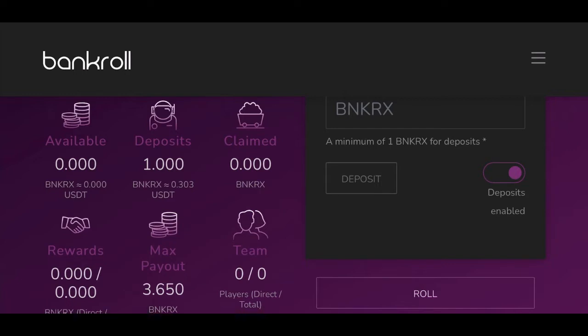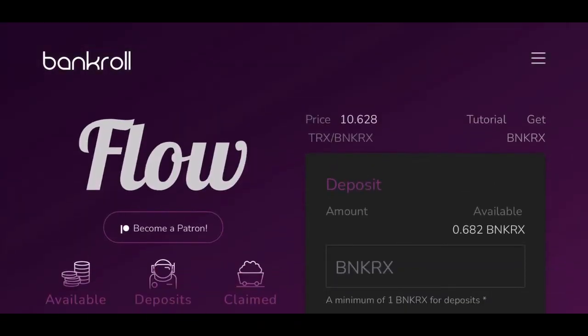If your deposits number is more than your claimed number, then you are net positive. So for example, in this scenario, I've deposited 1 Bnkrx and I've claimed 0. So I'm net positive by 1 Bnkrx. So my account status is +1 net positive. That's a big thing you guys have to take away, because there are certain criteria that mean you have to be net positive to receive airdrops. So let me head over now to the airdrop section.